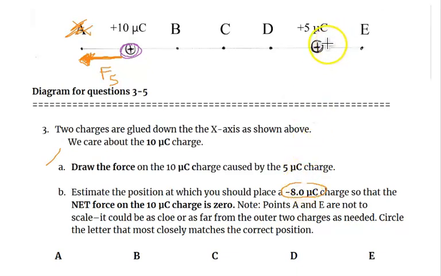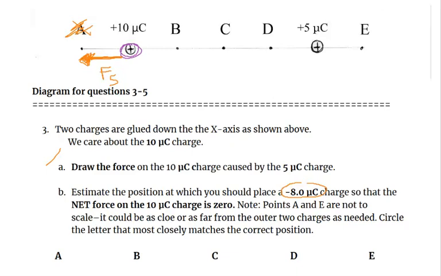And 8 is bigger than 5, so the 8 needs to be farther away from the 5. Otherwise, here I'll do this. This is the wrong answer. If you put the negative 8 here, the negative 8 is going to attract the 10 much more strongly, because 8 is bigger than 5 and it's closer. It's a really charged object really close to it. That force is going to dominate, and we don't want that to happen. So that is not going to work.